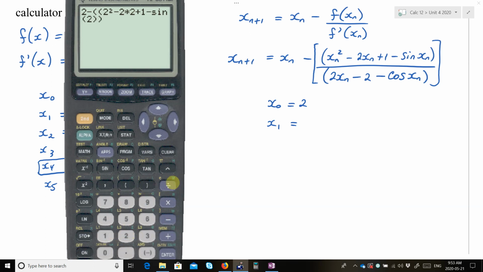Close the bracket on the top, divided by 2 times 2 minus 2 minus cos of 2. Close the bracket on the bottom, close the bracket for the fractions, press enter. So there's x1, 1.962459826.